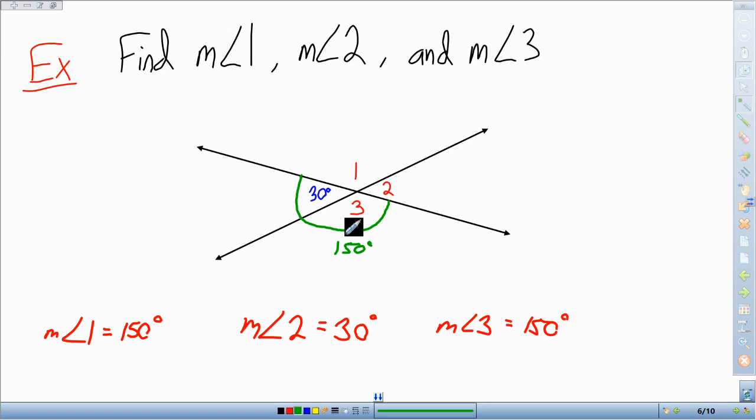If that's 30, this has to be 150. Okay, so looking for these patterns, it's really what this lesson's all about. And it's simple, but it's very important because this is bread and butter for geometry. You're going to see this stuff a lot. So start to kind of notice them.